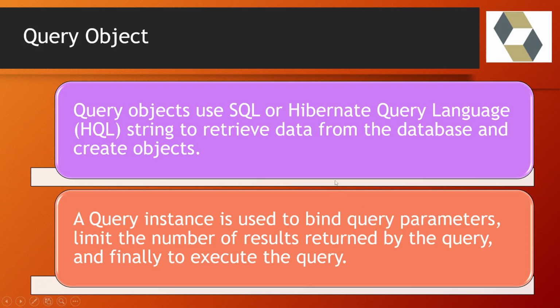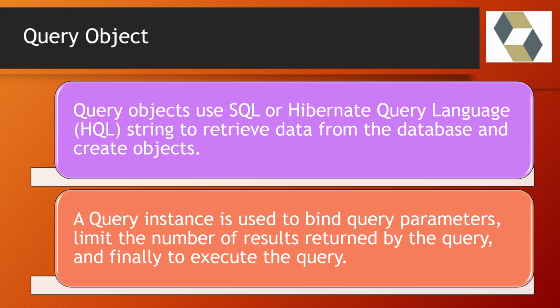So query objects use SQL or Hibernate query language to retrieve data from the database and create objects. So if you want to retrieve the data from the database, then we should be using SQL. A query instance is used to bind query parameters, limit the number of results returned by the query, and finally to execute the query. We can also pass parameters to the query object.